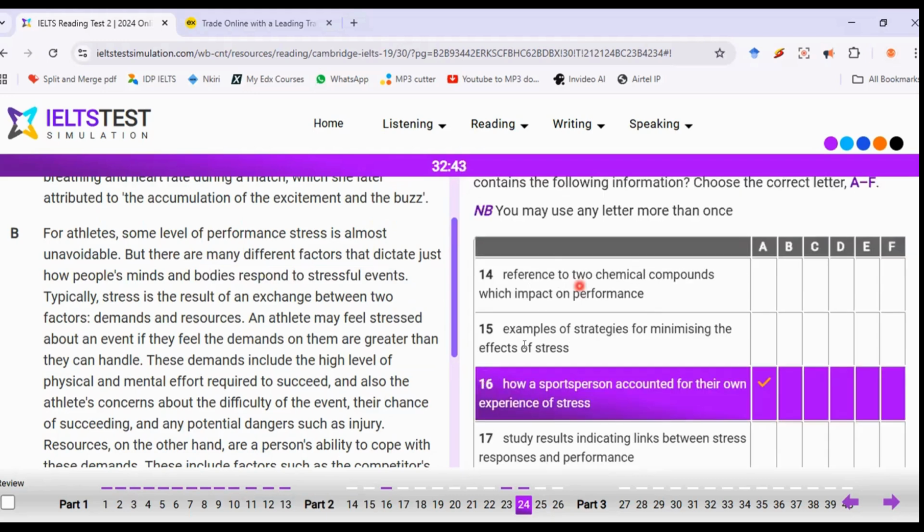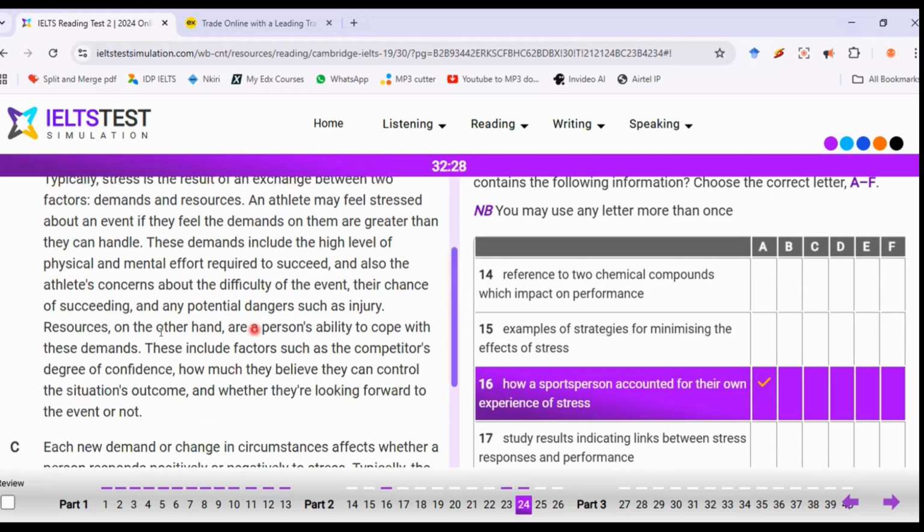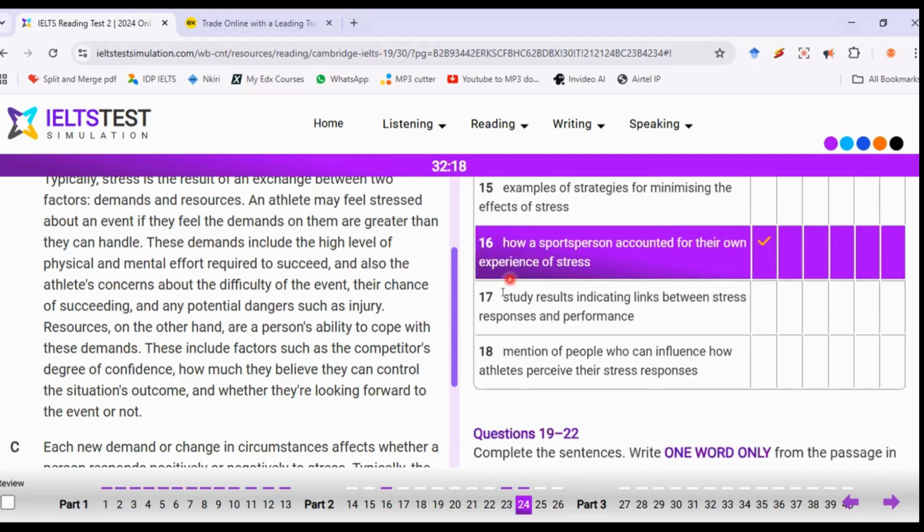I can see chemical compounds in paragraph B? Strategies for minimizing the effects of stress. Did they mention strategies for minimizing here? Ability to cope with these demands. I'm not sure. Number 15, I'm not sure yet. I've done number 16. Number 17, studies, no. Number 18, mention of people who can influence how athletes perceive their stress responses.